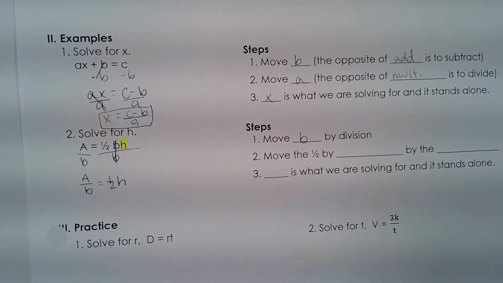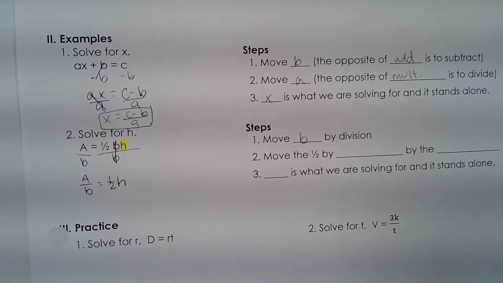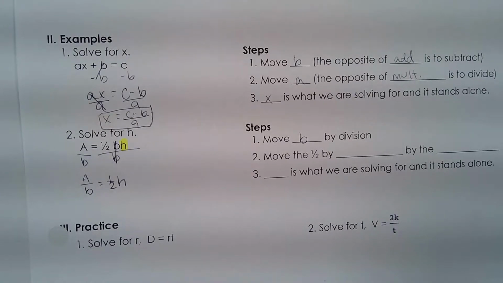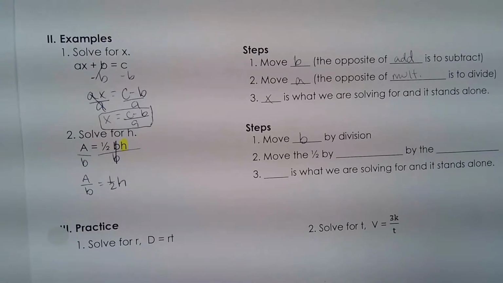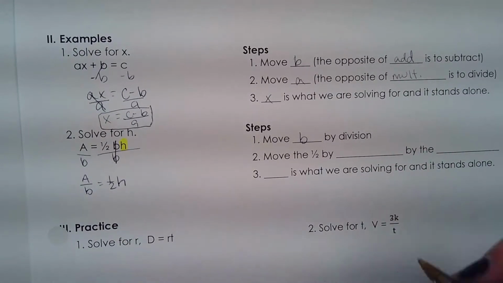How could we get rid of the 1/2? It's 1/2 times h, right? So you could divide by 1/2, or what else can we do? When you divide by fractions, what are you really doing? Multiplying by the reciprocal, or in this case just the denominator, because it's just 1/2. If it was 3/4, you'd have to multiply by 4/3. That's the reciprocal, flipping it.